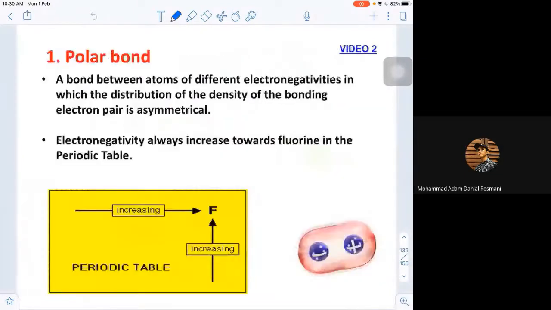So let's refresh back. What is a polar bond? It is a bond that is made between two atoms that have a difference in their electronegativity. Different electronegativity means they have different abilities to attract the electron. Due to that, it will affect the bonded electrons. They are sharing the electrons in a bond, right? So when they have different abilities to attract the electron, it will make the electron density become imbalanced. The electron density will be higher at the one that is more electronegative.